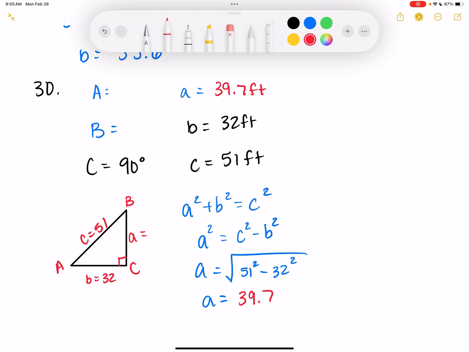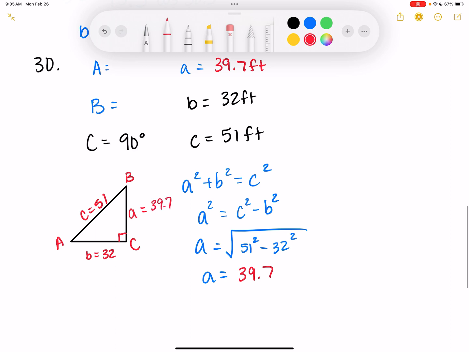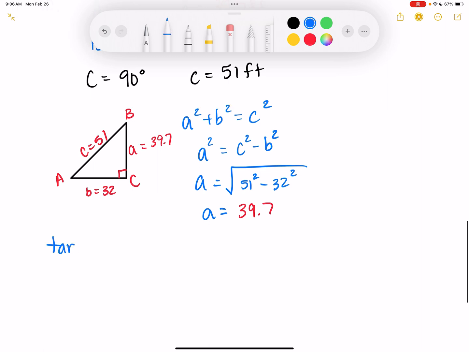So now I need to find angle A and angle B. The difference now is I don't have the angles, but I have all the side lengths. So the setup is going to work the same way. Which angle do you want to start with? And what trig function? You can literally pick any of them. Tangent. Okay, tangent. So the tangent of A, because we don't know A, is equal to opposite 39.7 over adjacent 32.